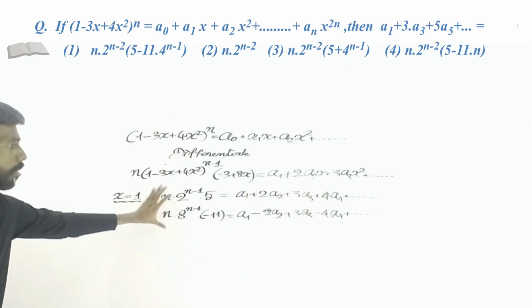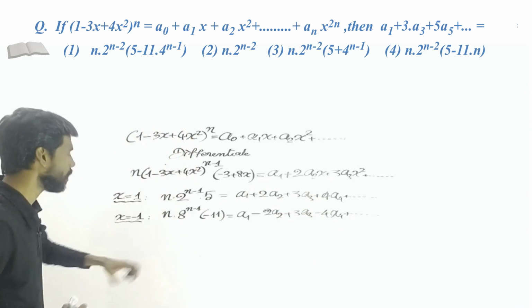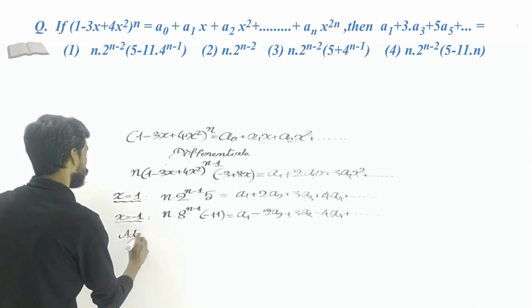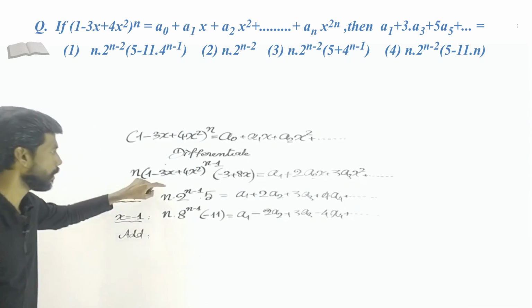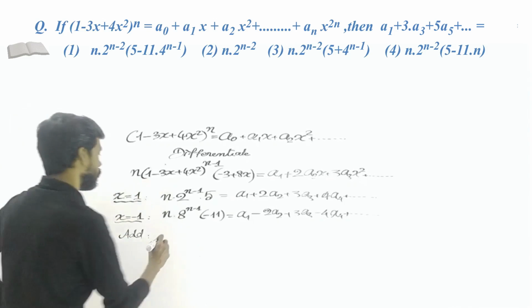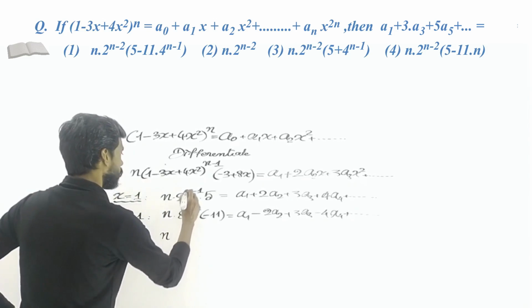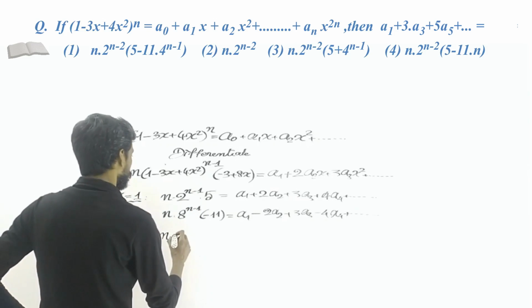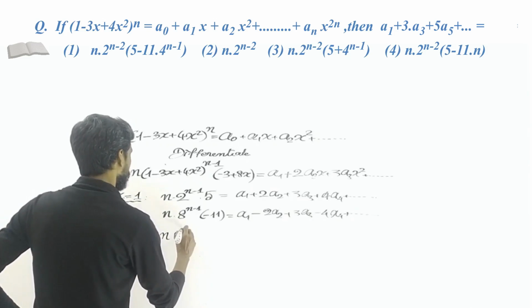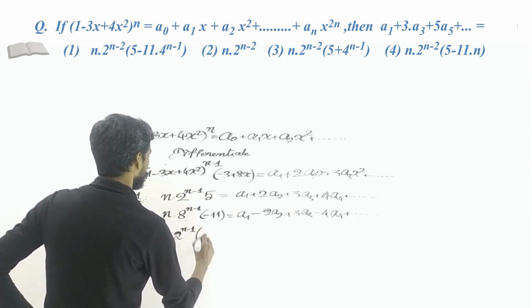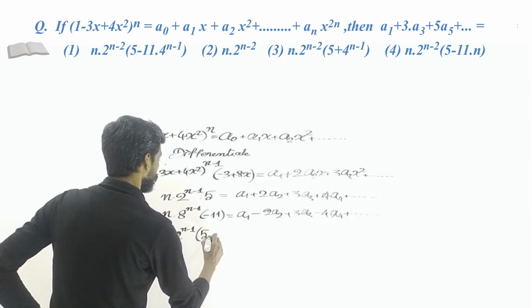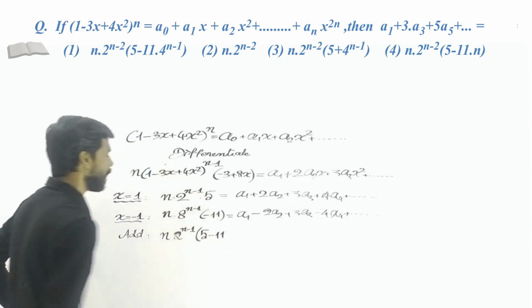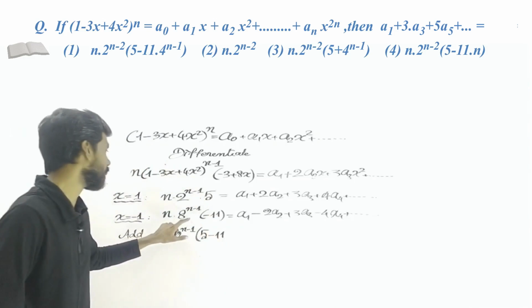So that means you will get what is required. So adding these two, what can you take out as a common factor? n, and you can even take 2 to the power n minus 1 out. So we'll get 5 minus 11 multiplied by, so 2 to the power n minus 1 is taken out.